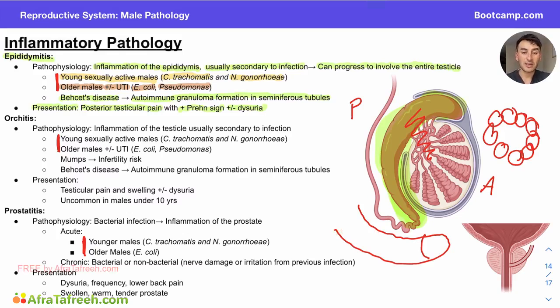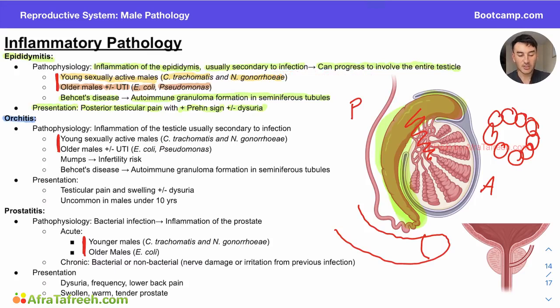This is as opposed to a negative Prehn sign, where if you lift the testicle, you would still have pain. This is important for differentials because testicular torsion, which is also going to present with testicular pain, will have a negative Prehn sign. Lifting the testicle in a patient with testicular torsion will not relieve pain, whereas in a patient with epididymitis, lifting the testicle should relieve their pain, and that's a key differentiating factor on test day. So let's move on now to talk about orchitis.